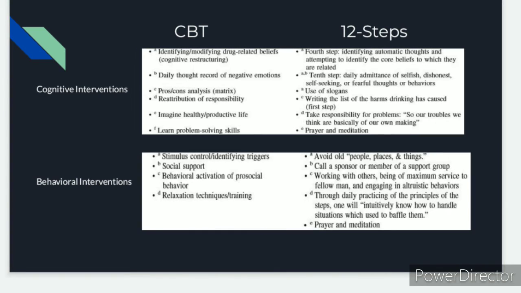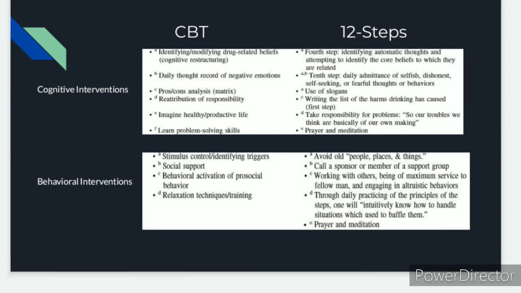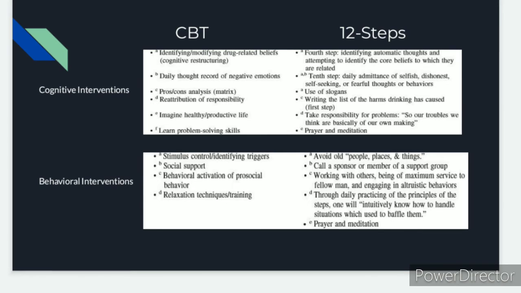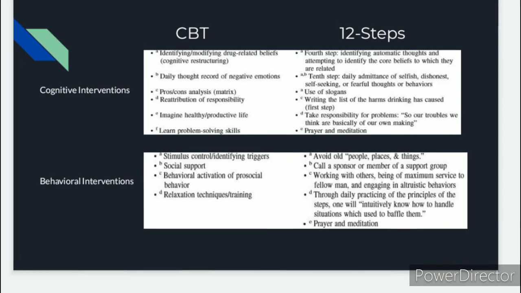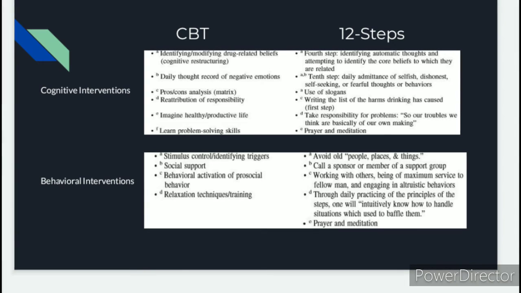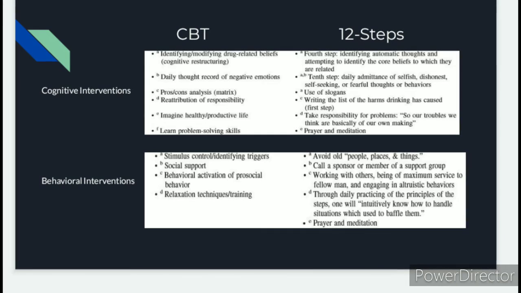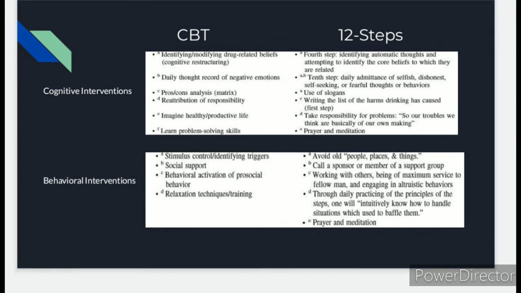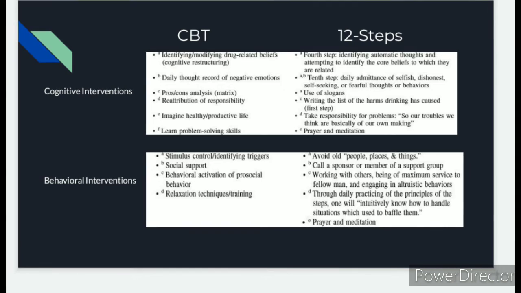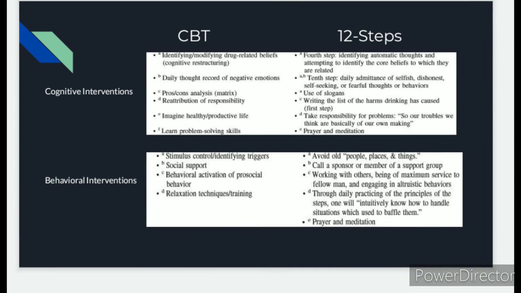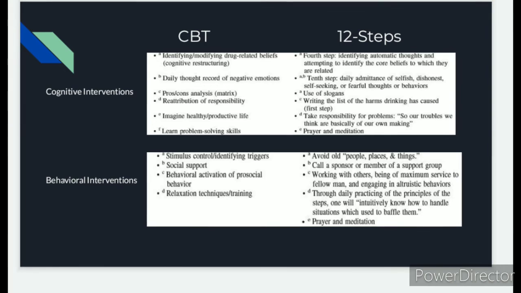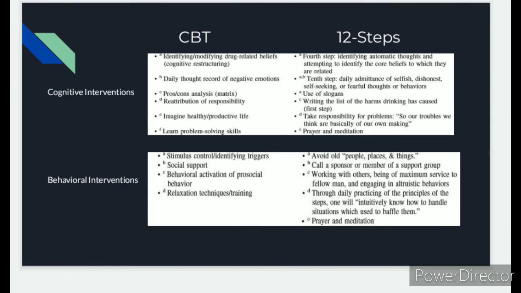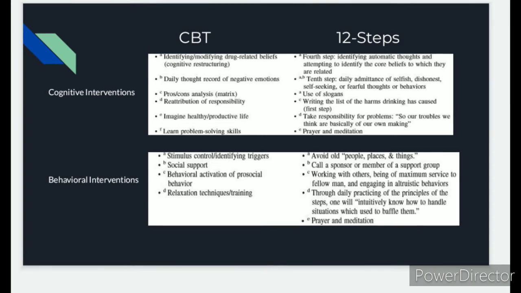Whereas in the 12 steps, cognitive intervention includes the fourth step, identifying automatic thoughts and attempting to identify the core beliefs to which they are related, identifying where your thoughts and your beliefs come from. And also the 10th step, daily admittance of selfish, dishonest, self-seeking, or fearful thoughts or behavior, writing the list of harms that drinking has caused, and taking responsibility for problems, as well as prayer and meditation.